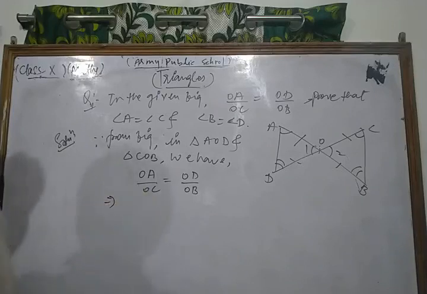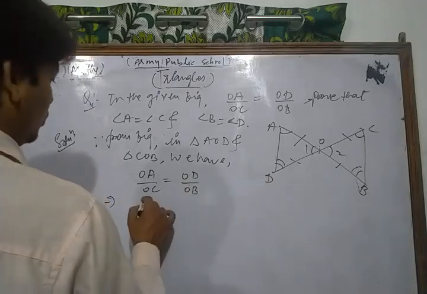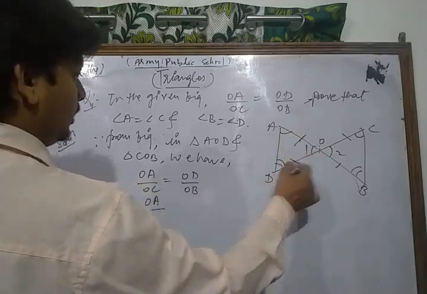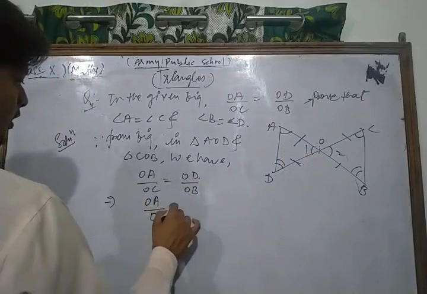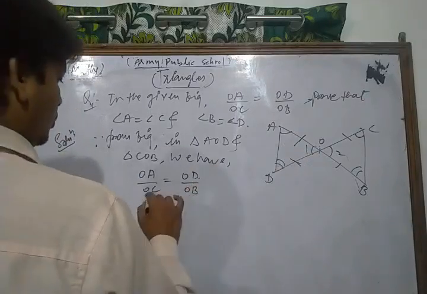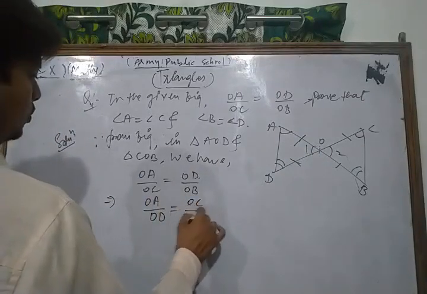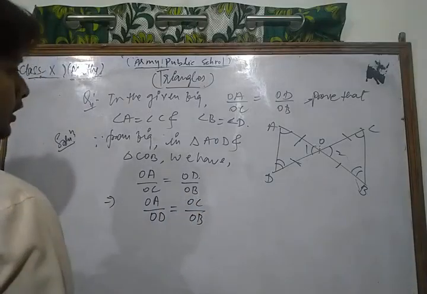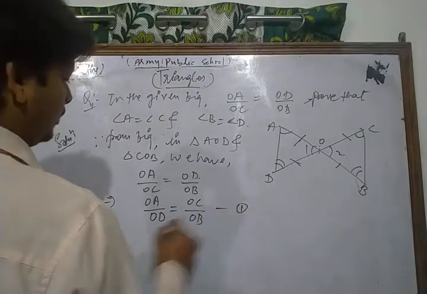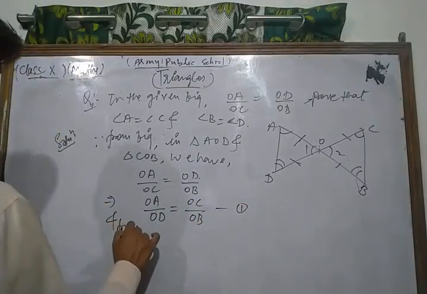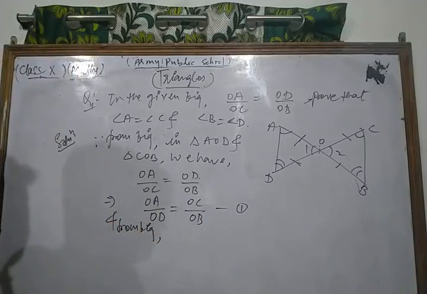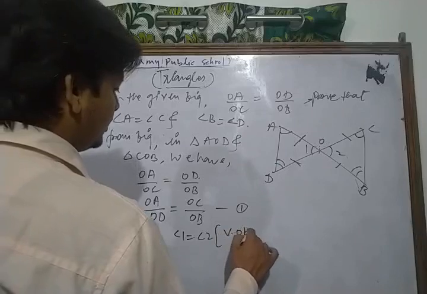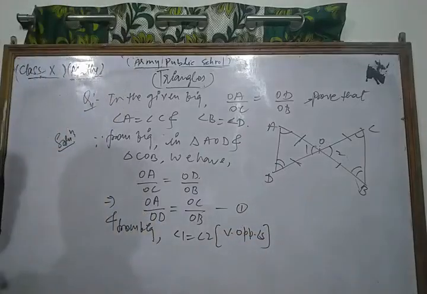or we can write OA upon OD is equal to, transferring that side, OC upon OB. We can write it in this way also. Okay, take this as equation number 1, and from the figure, angle 1 is equal to angle 2. This is the vertically opposite angle.